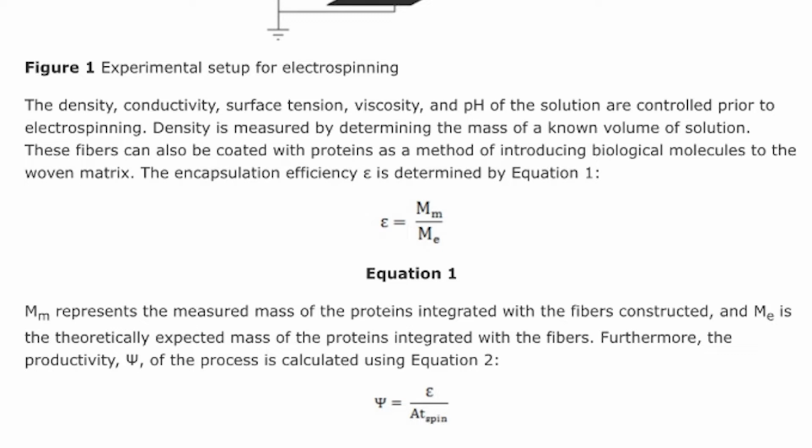Nice. Then we have the encapsulation efficiency. Epsilon is determined by equation 1. Okay. What would we highlight here? I would be tempted to highlight coated with proteins, and that introduces biological molecules to the woven matrix, and this key term, encapsulation efficiency.